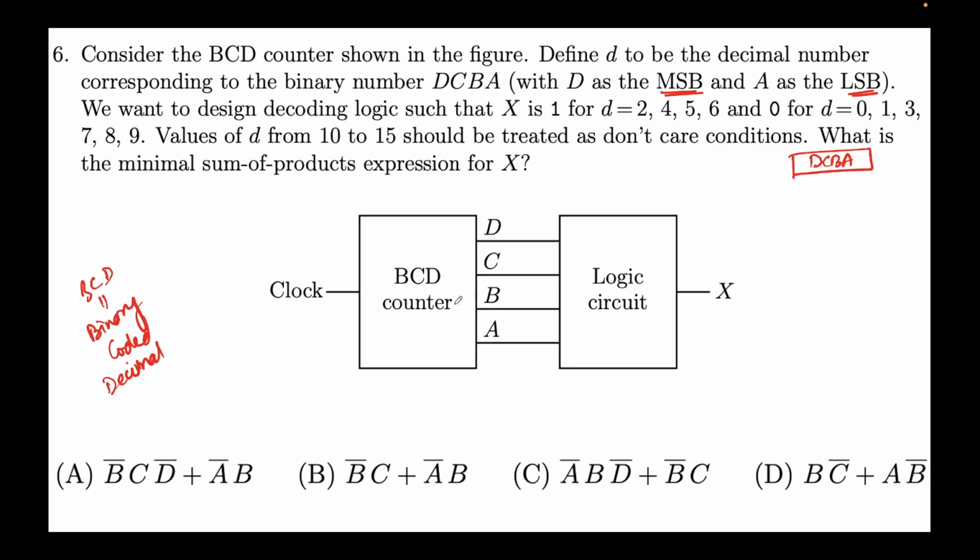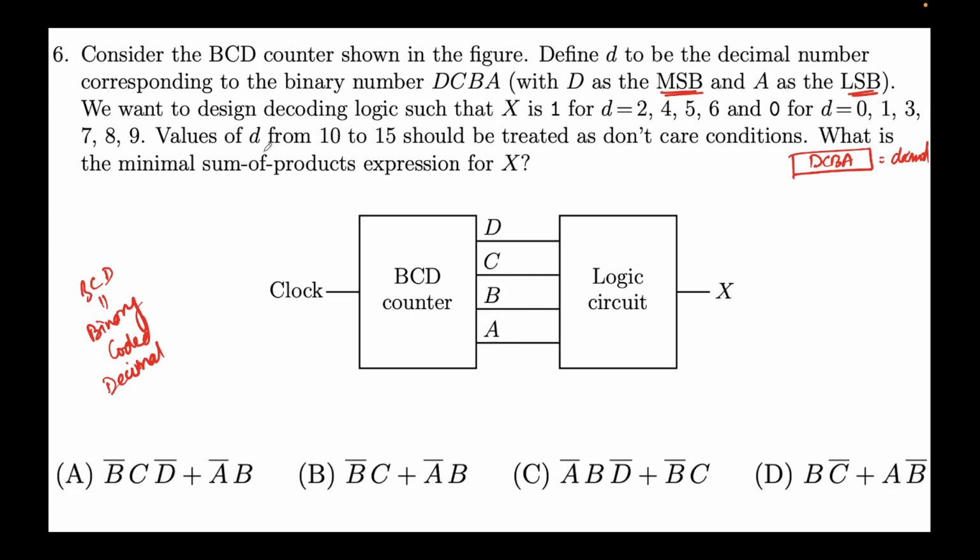Okay, now depending on the output, we want to design decoding logic such that X is 1 for certain values of D. D is nothing but the decimal value. So this is in binary, and correspondingly there will be some decimal number. We want to write that decimal. I will show it in the next truth table. So when the decimal number is 2, 4, 5, and 6, we want this output to be high.